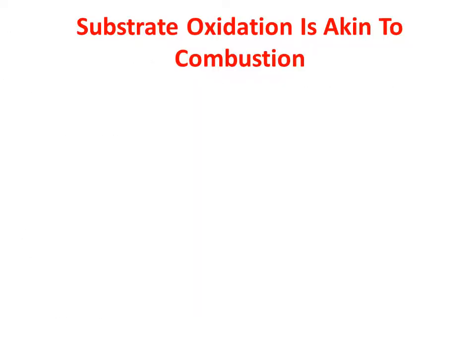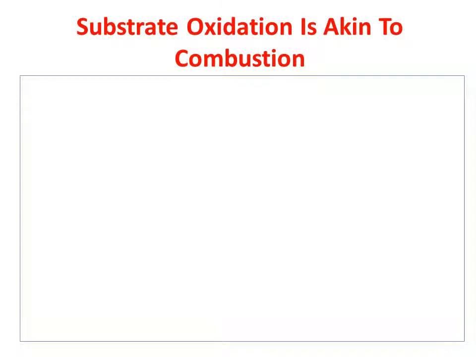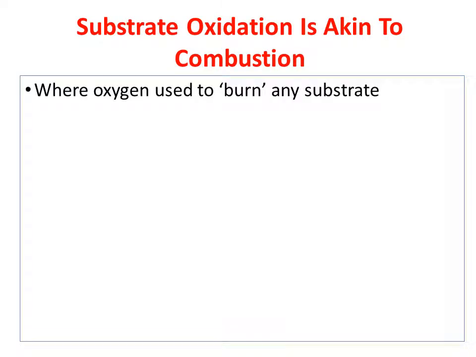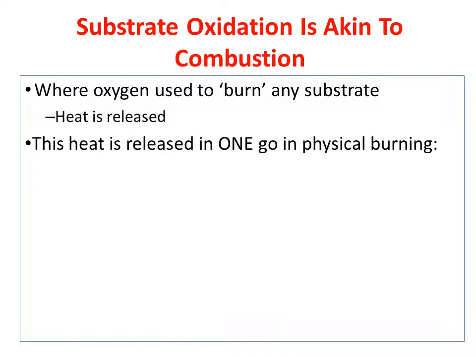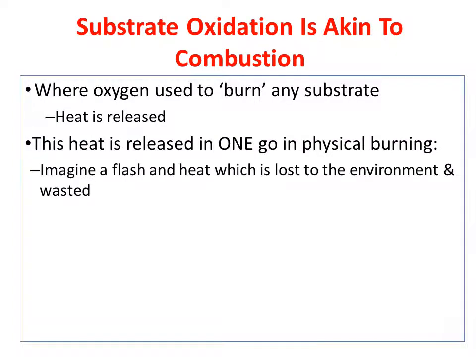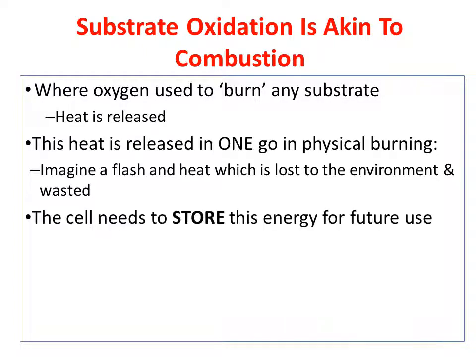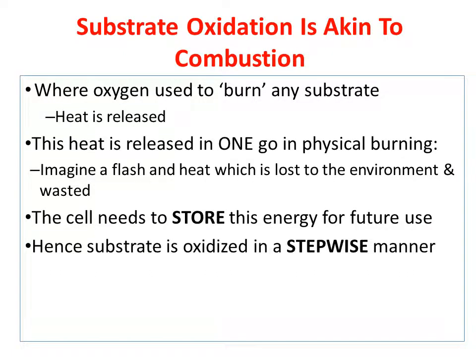Substrate oxidation can be compared to combustion, or burning the substrate. When a substrate is burnt using oxygen, a large amount of heat is released. In burning, this heat is released in one go. Imagine a flash, fire and heat which is lost to the environment and is wasted. On the other hand, the cell needs to store this energy for future use. It may not be used immediately.